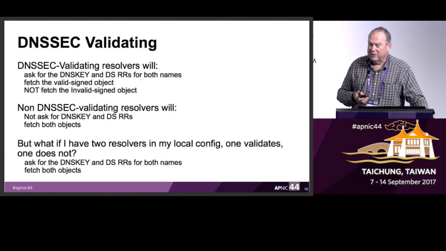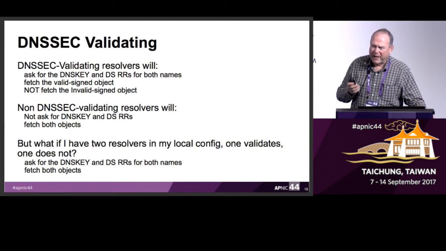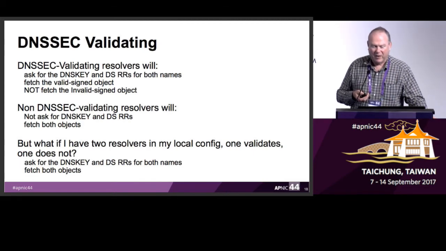We get back 3 kinds of results. A user who sits exclusively behind validating resolvers will ask for both the DNSKEY and the DS resource records all of the time for both of those signed names consistently. And because one of them is badly signed, the one that's badly signed will always have a SERVFAIL answer. The user will never get the IP address. So we will see a fetch of the object that's validly signed and no fetch for the one that's badly signed. So those are the folk that validate.